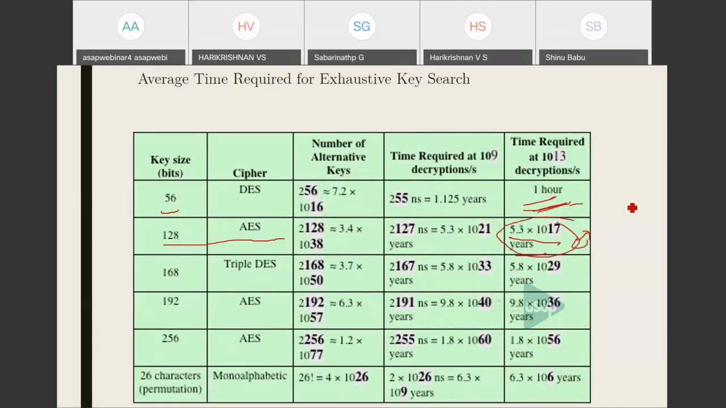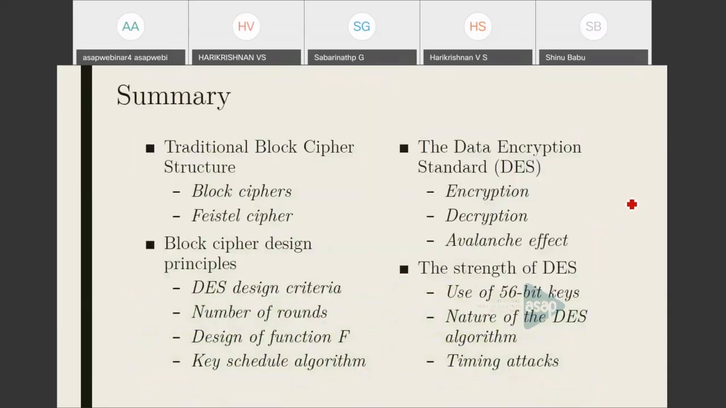That is what we will probably discuss in the next class: the Advanced Encryption Standard. In general, this is what we discussed today. We discussed what block ciphers are, what a Feistel cipher is, the design criteria, how encryption and decryption happens, what the avalanche effect is, and a little bit about the strengths of the cipher.